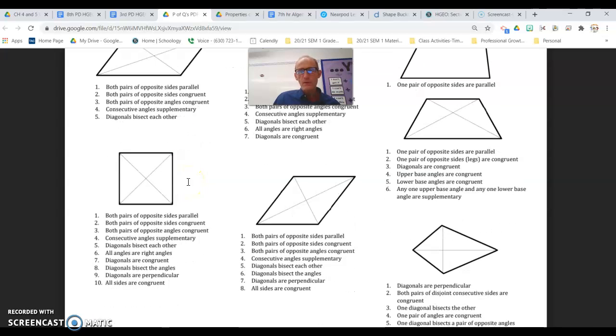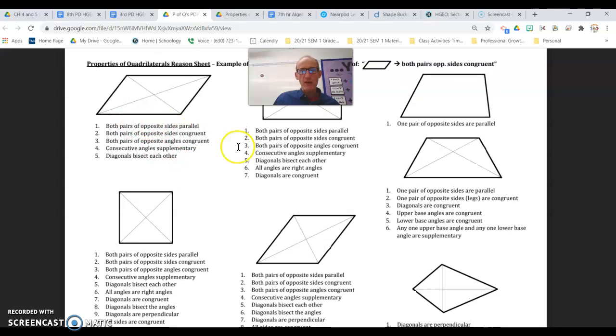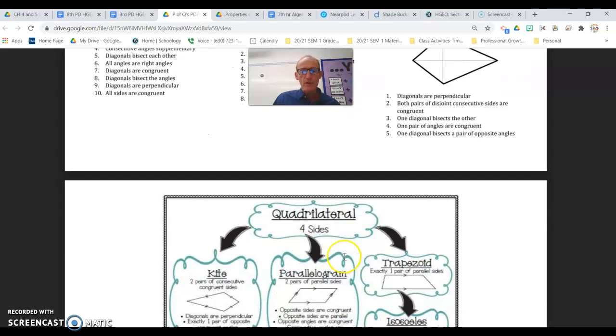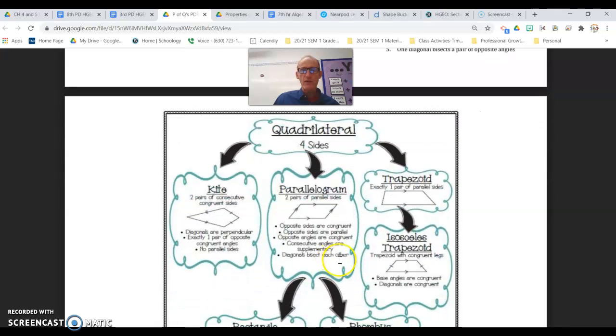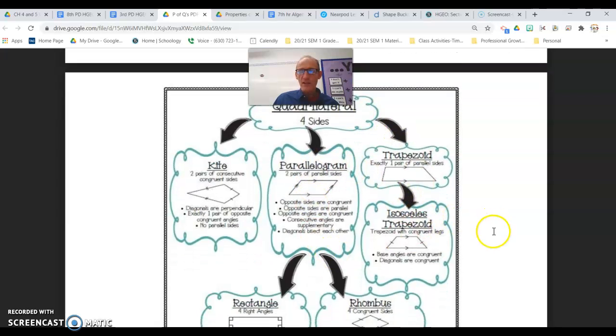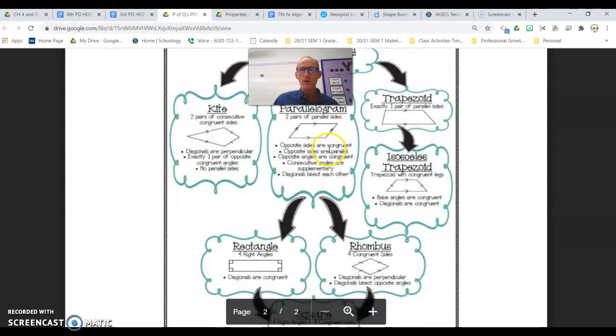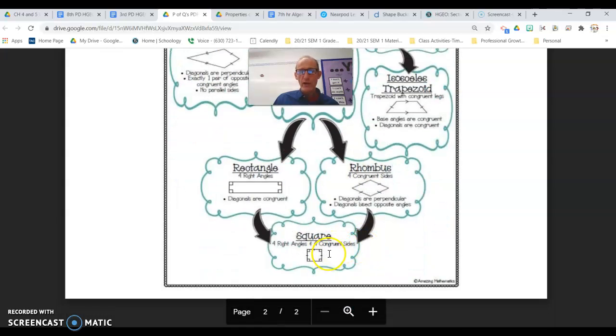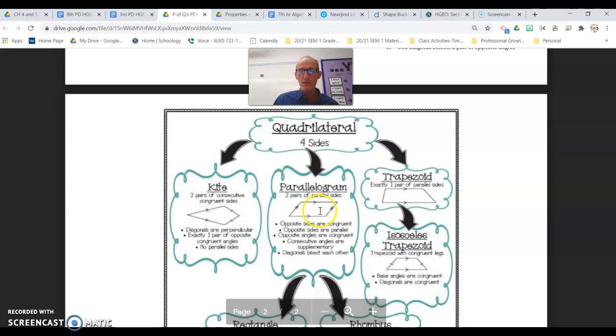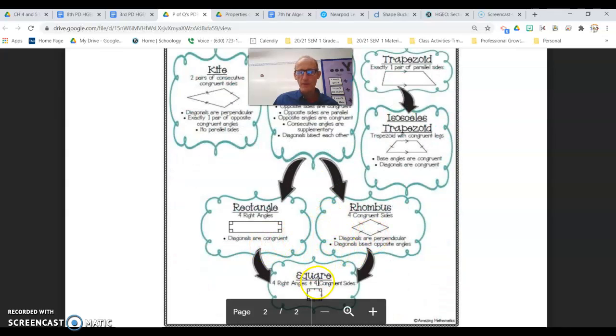This is a parallelogram, rectangle, trapezoid, isosceles trapezoid, and kite. And then you can see here that they're sort of in 3 different categories: kite, trapezoid, parallelogram. Now, parallelogram contains the rectangle, rhombus, and square because rectangles, rhombuses, and squares all have the properties of a parallelogram, plus these other ones.